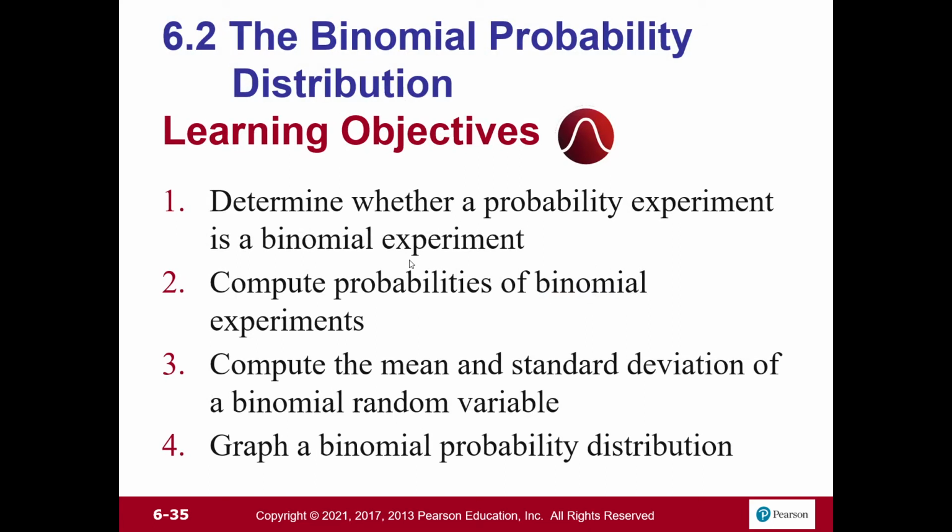Finally, we're going to get to 6.2, the binomial probability distribution. We have 4 different learning objectives here: determine whether a probability experiment is a binomial experiment, compute probabilities of binomial experiments, compute the mean and standard deviation of a binomial random variable, and graph a binomial probability distribution. And that's the 4 objectives for section 6.2.